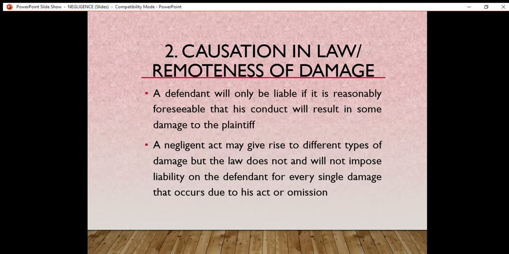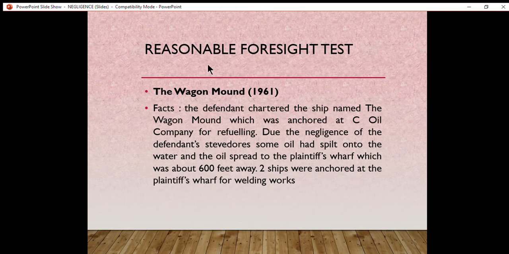So if the damage suffered is not foreseeable and too remote, means that terlalu jauh, maksudnya bukan direct damage, then the plaintiff will very likely lose the case. So kalau dia tak dapat proofkan this causation in law, maksudnya the damage is not foreseeable by the defendant, then the plaintiff will not win the case. There is a test basically, and this test is known as the reasonable foresight test.